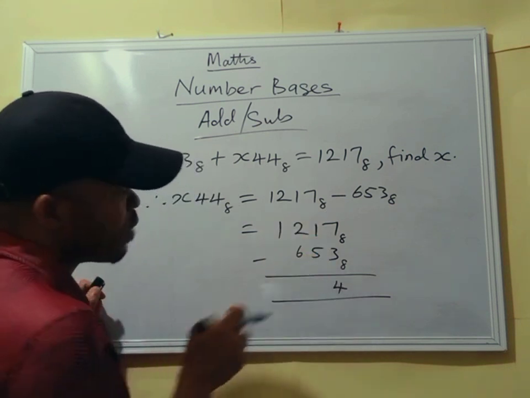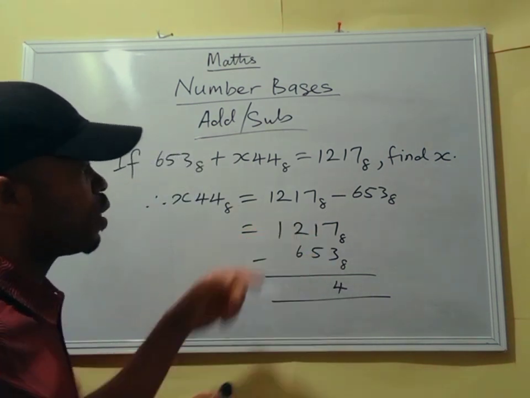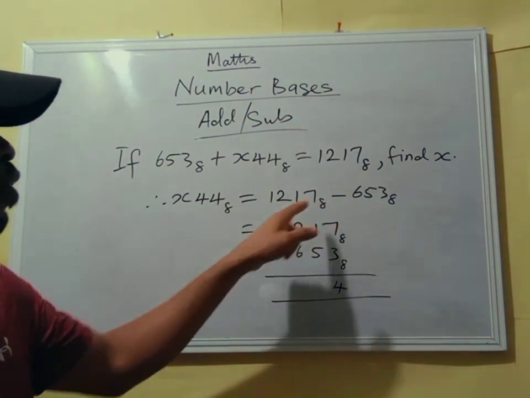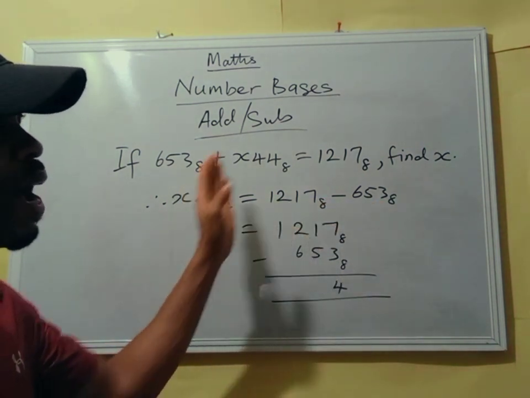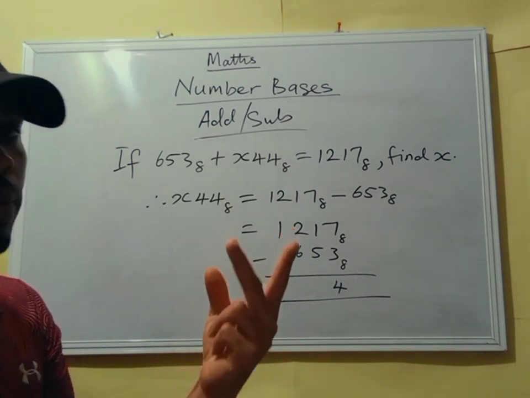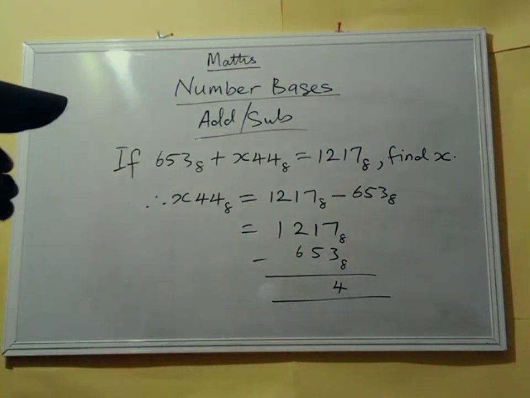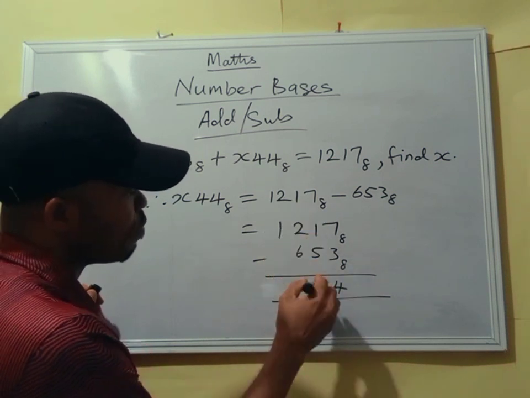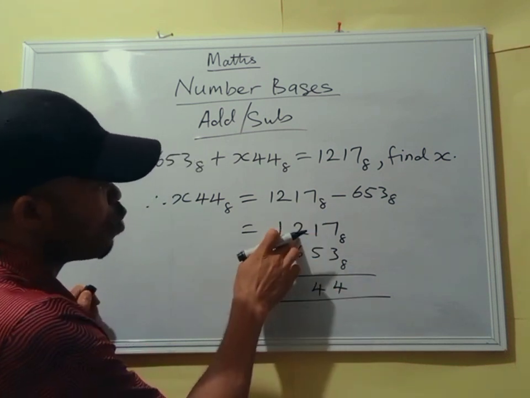1 minus 5 cannot, so you come to borrow 1 here. And pay attention to this. Since we are dealing with base 8, the one you are coming to borrow is coming as 8 items in 1. So it's coming as 8, adds up here, gives you 9. Now 9 minus 5 is 4. Because you've taken 1 from here, 1 is left here.